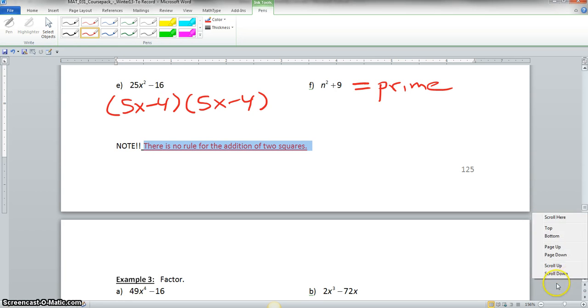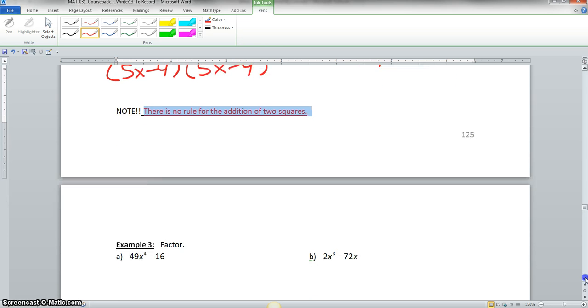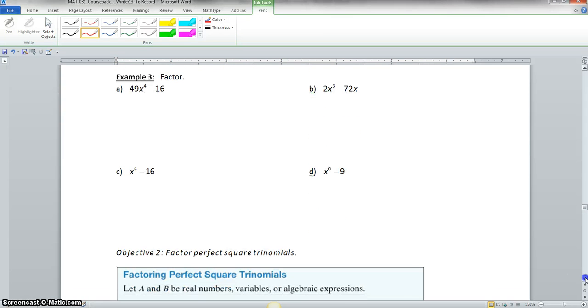Okay, now we come down here to this next problem. Example 3a. It says factor. Now we know 49 is a perfect square, x squared is a perfect square, and 16 is a perfect square. So we would do our two parentheses. So now this will give us 7x squared minus 4 and 7x squared plus 4. There's nothing more we could do with this, so we're done.